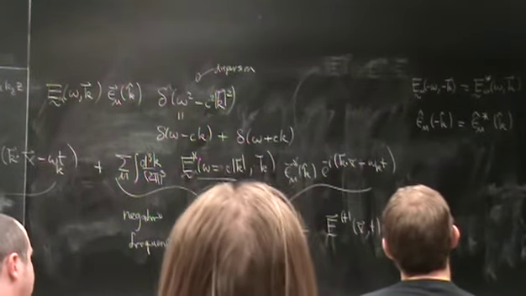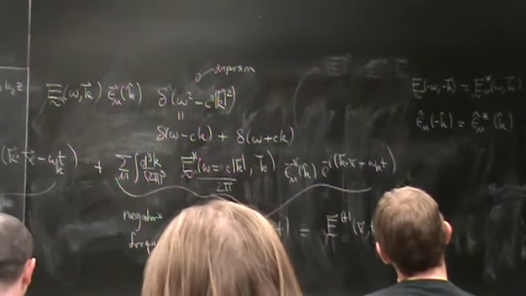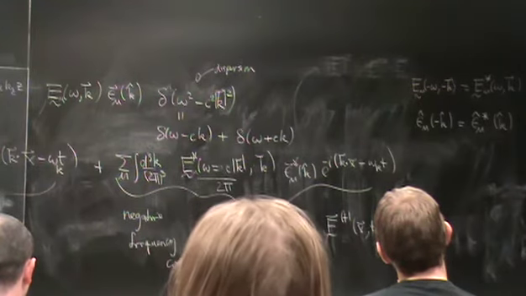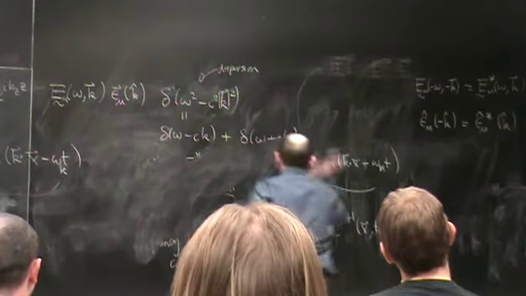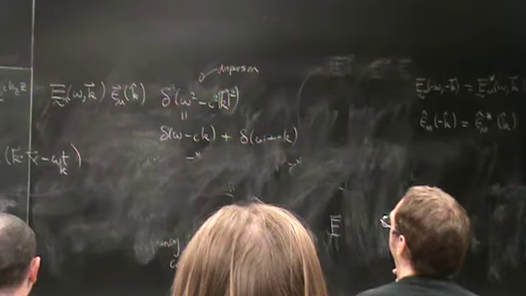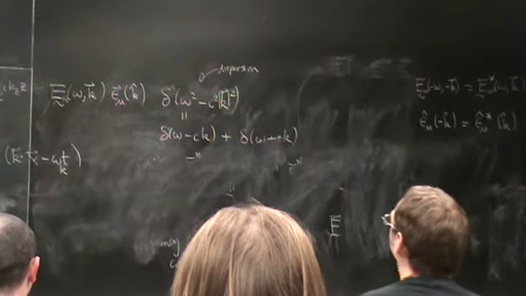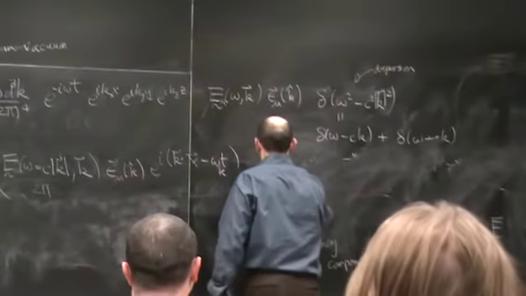So this is the general form of the Fourier decomposition of the wave into its modes. This plus complex conjugate.